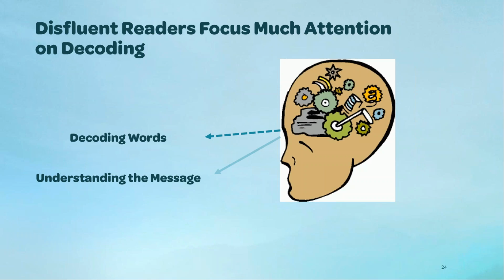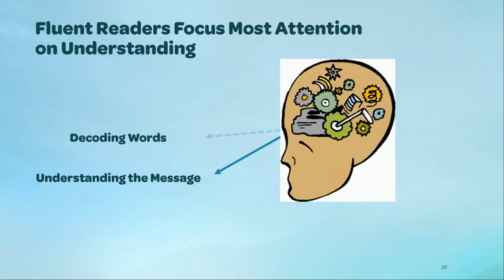Either we spend our attention decoding the words, or we spend our critical attention understanding and making meaning of what we read. So a reader who has difficulty decoding words, who, every 8th, 9th, 10th, or 12th word is a problem, has to figure out how to say this word. Then they have to take their attention away from understanding the message to decoding the word.